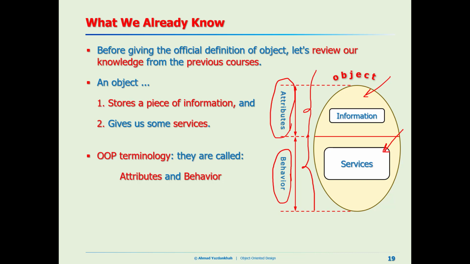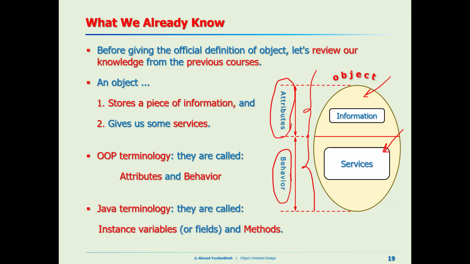In Java terminology, they have different names. So in Java terminology, we call this section as instance variables or instance fields, and this portion is called the methods. So you can consider each method as a service.